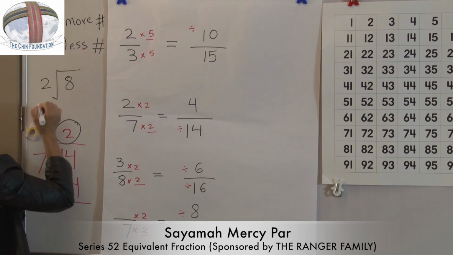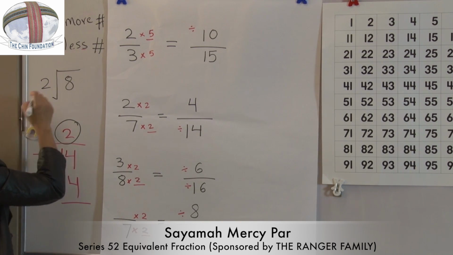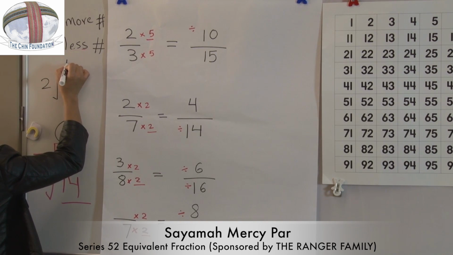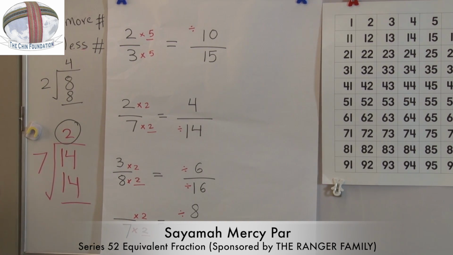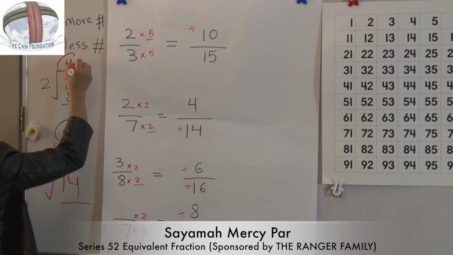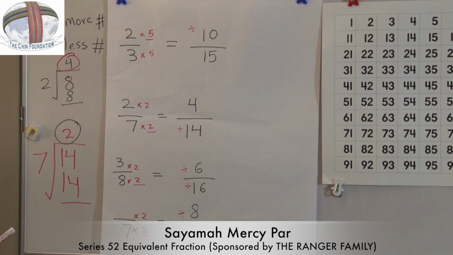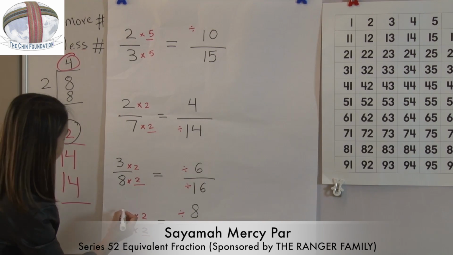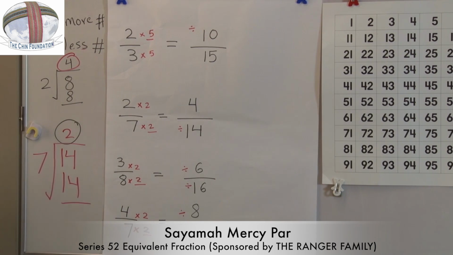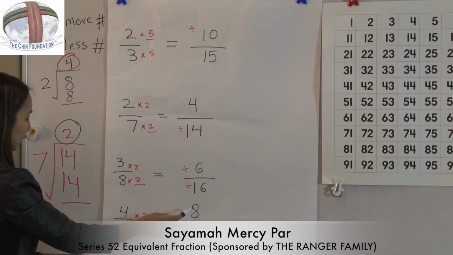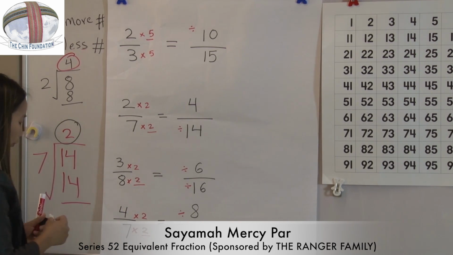2 times 1 is 2, 2 times 2 is 4, 2 times 3 is 6, 2 times 4 is 8. Okay? So the answer is 4. Okay, let's check our answer is correct or not. 4 times 2 is 8, 7 times 2 is 14.